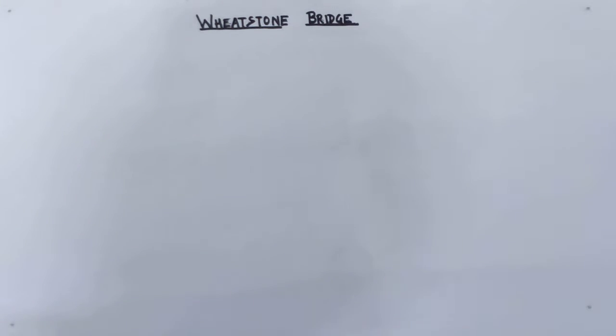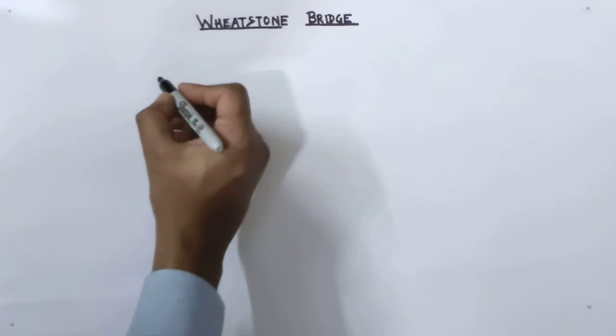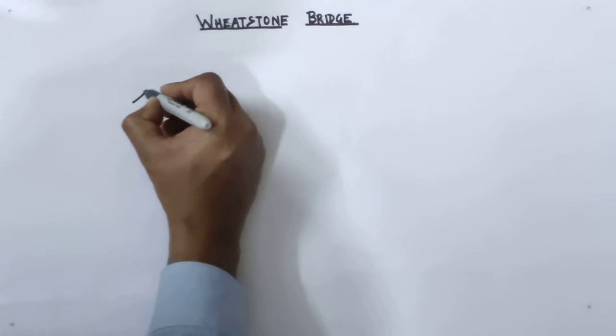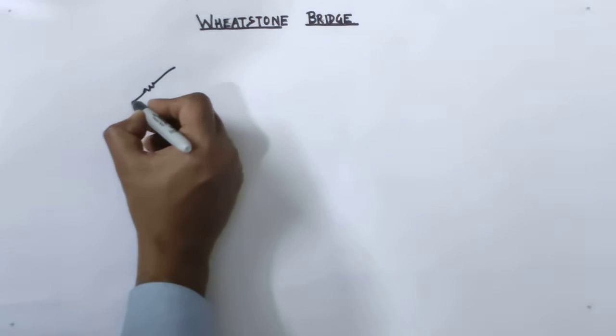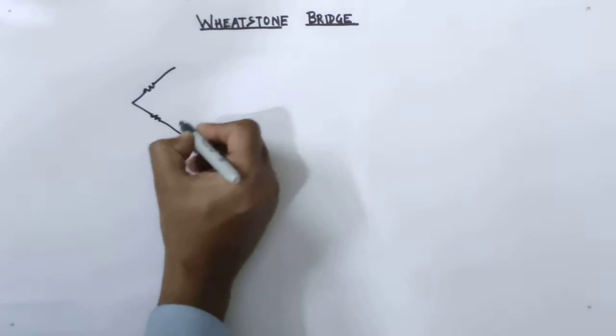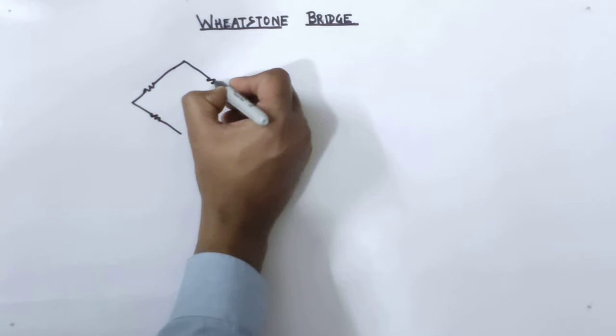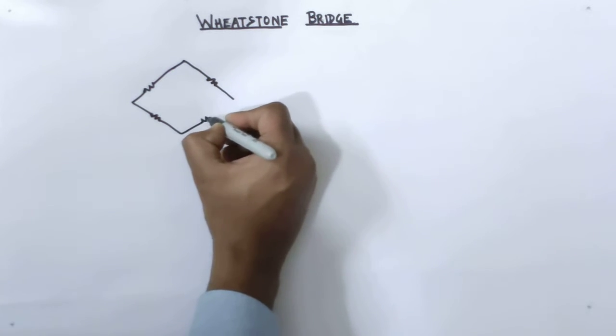Hello students, in this video we will study about the Wheatstone bridge. Wheatstone bridge is basically an arrangement of four resistors which are arranged like this.